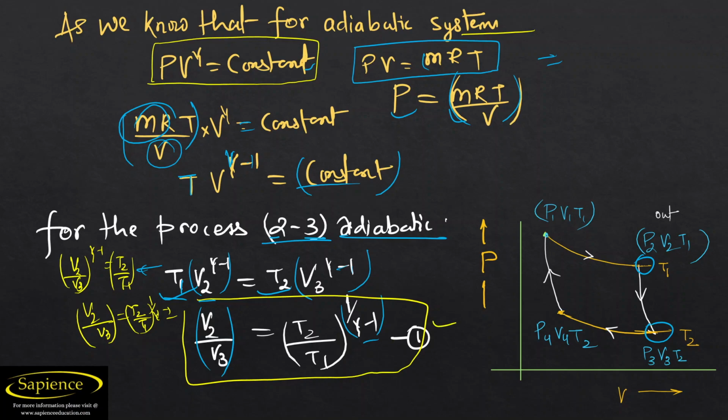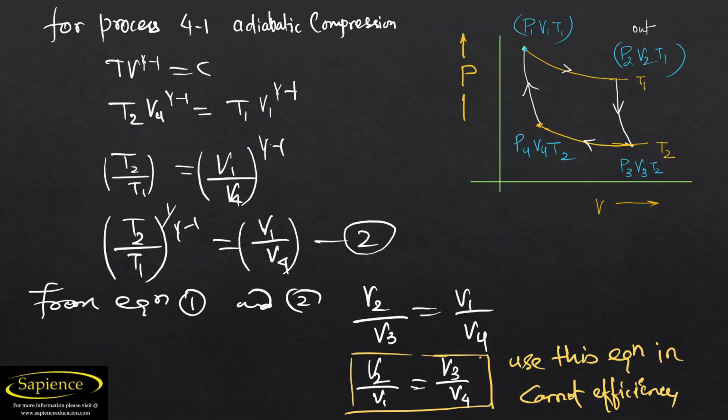Okay, now let us consider the same adiabatic process but in compression. That is the fourth one, an adiabatic process. T V to the power gamma minus 1 is equal to constant, as we have already shown. So we can write T2 V4 to the power gamma minus 1 is equal to T1 V1 to the power gamma minus 1. Rearranging, T2 by T1 is equal to V1 by V4 to the power gamma minus 1. Finally, T2 by T1 to the power 1 by gamma minus 1 is equal to V1 by V4.